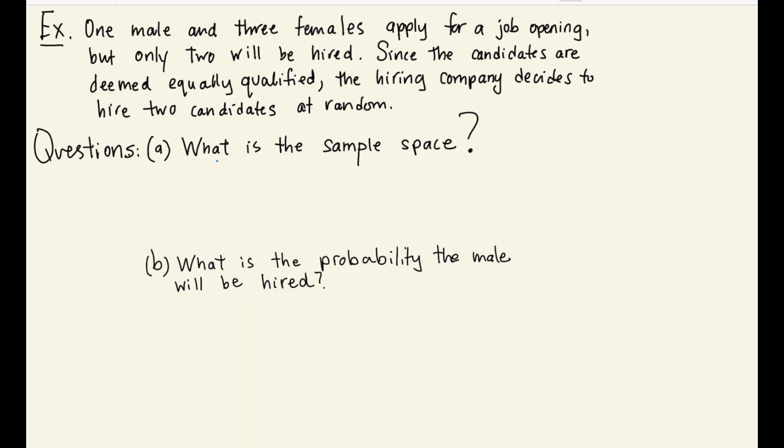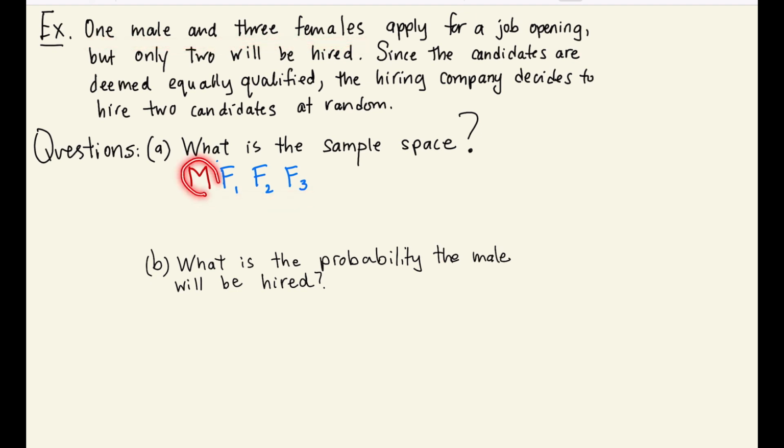So let's start with the sample space. What I'm going to first do is just give you some notation for the individuals in the problem. So there's one male and there are three females. So I'm going to call them F1, F2, and F3. So remember, the sample space is going to consist of every possible pairing of the four candidates. Okay.